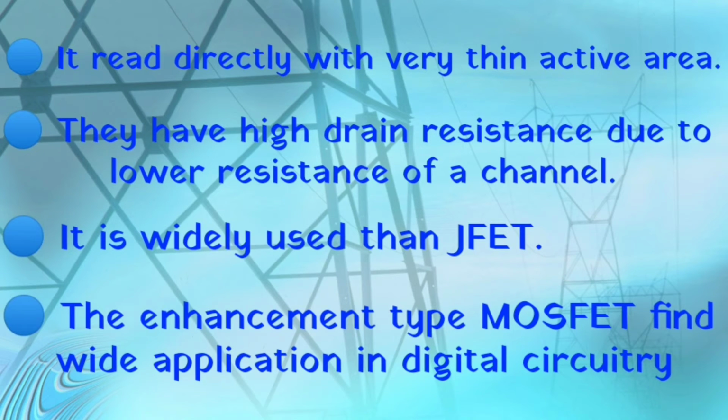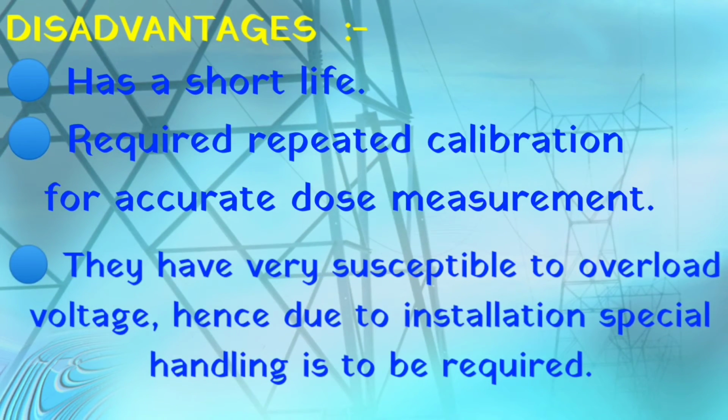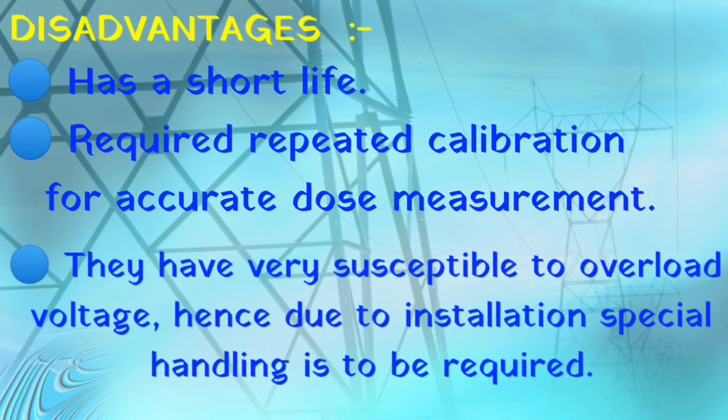Fifth is they have high drain resistance of a channel and it is widely used in JFET, that is junction field effect transistor. Sixth is the EMOSFET finds wide application in digital circuitry. The disadvantages of MOSFET are: first, they have short life, and second, they require repeated calibration for accurate close measurement.